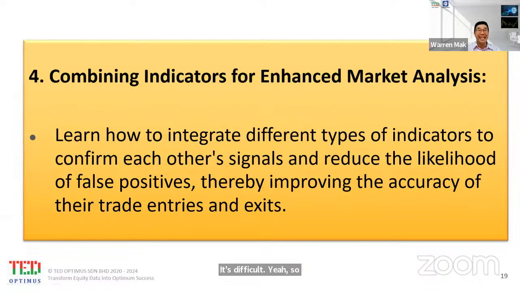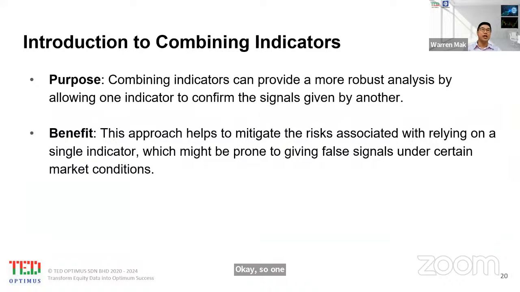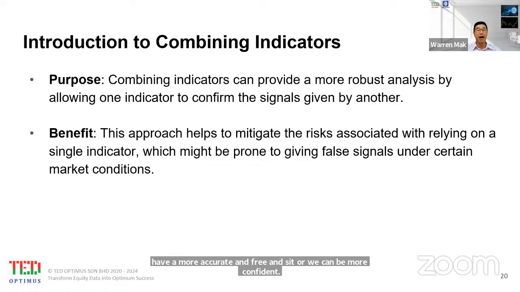Another thing we learn is how to integrate different types of indicators to confirm each other's signals and reduce the likelihood of false signals, false positives, so that results become more accurate. When we combine, we can provide a more robust analysis because we allow one indicator to confirm the signal given by another. If we only use a single indicator, we don't know how accurate it is. It could be quite accurate, or not very accurate. But when we put two indicators together and observe the results from each, we have a more accurate entry and exit, and we can be more confident to decide whether to buy, sell, or hold.